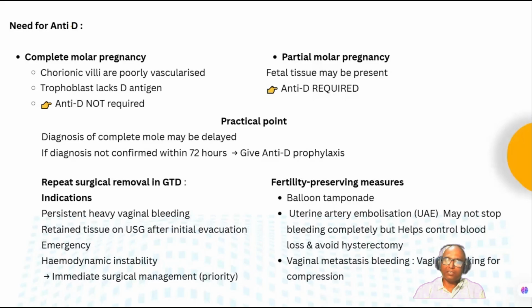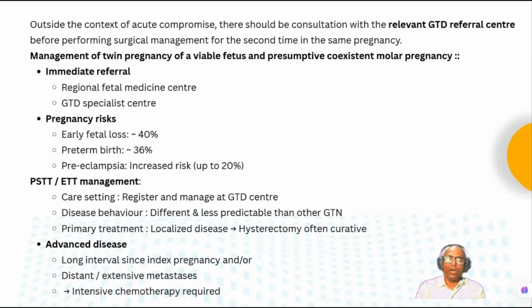Okay. Then other fertility preserving measures in such cases are: you can go ahead with balloon tamponade, you can think about uterine artery embolization, and if they are bleeding vaginally, then you go for vaginal packing for compression. Okay. So if there is no acute fetal compromise, there should be consultation with the relevant GTD center before performing surgical management for the second time in the same pregnancy. This also we have discussed in the summary. If there is no fetal compromise, discuss the case with the GTD referral center.